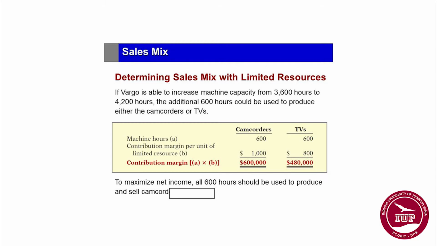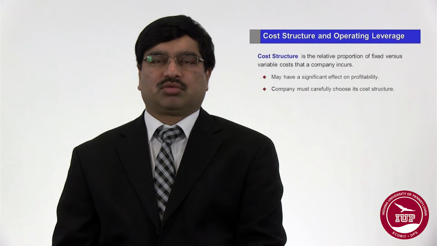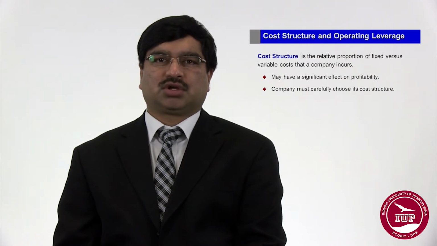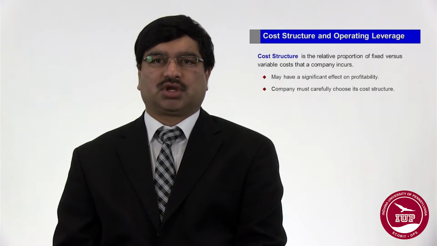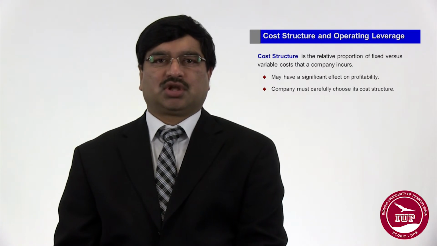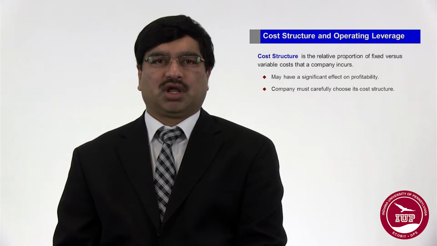Now, we will also look at the impact of the cost structure on cost volume profit analysis. A company must carefully choose its cost structure, because the higher the fixed cost is, the riskier it becomes. And that is what is referred to as operating leverage.